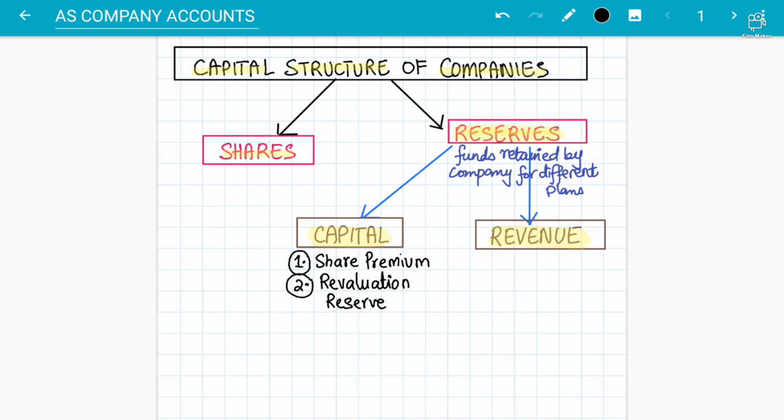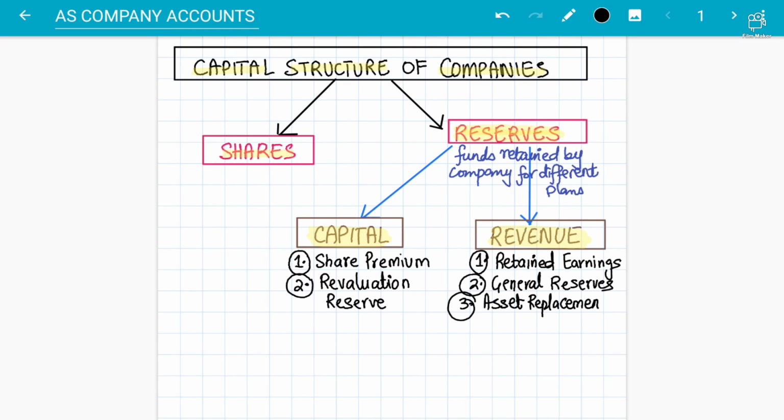And if you look at the other side, revenue reserves, we have the retained earnings, one of the main important ones. We have retained earnings, we have the general reserves, and sometimes in a couple of questions they talk about the asset replacement reserves as well. That also falls in the category of revenue reserves.